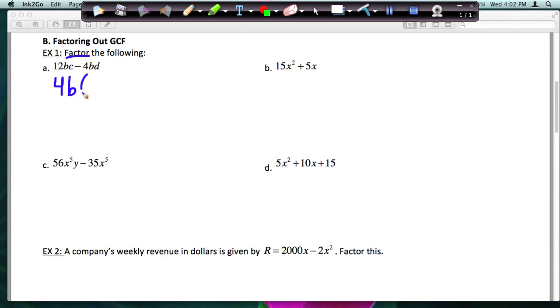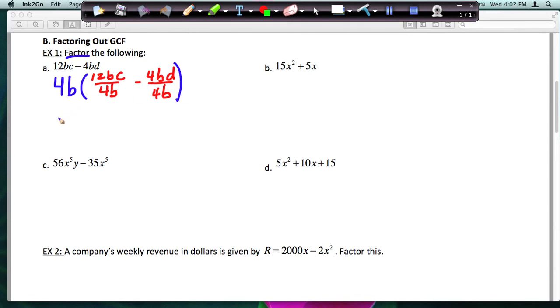And then whenever I pull out a GCF, the easiest way to show what we're going to do next is we're going to divide both terms by that GCF. So I'm going to divide 12BC by 4B, and I'm going to divide the negative 4BD also by 4B. So I'm pulling out that GCF, which means I have to take it away from these two terms. So let's go ahead and do that.